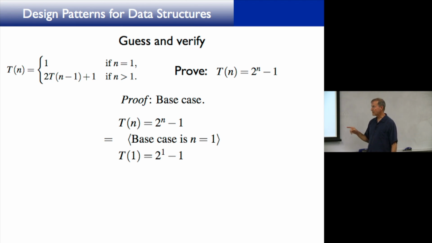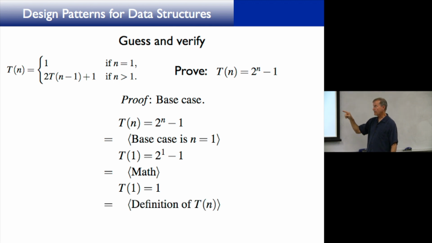And now that we've got this, now what? We can do some math, right? 2 to the 1 is 2. 2 minus 1 is what? 1. So we do some math. That's T of 1 equals 1. So that's the math. But now what do we use? Yes, now we can see that on the base case, by the definition of T of n, T of n says T of n equals 1 if n equals 1. So that's 1 equals 1, definition of T of n. So we invoke the definition of T of n, that's 1 equals 1.